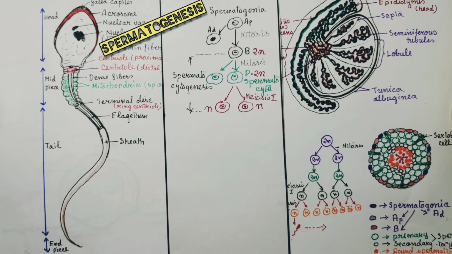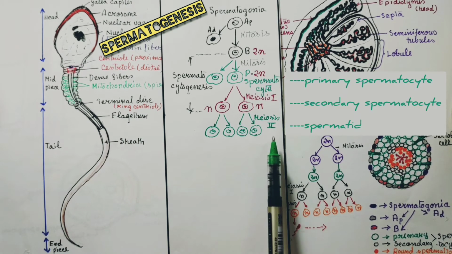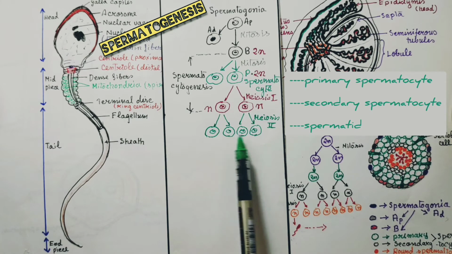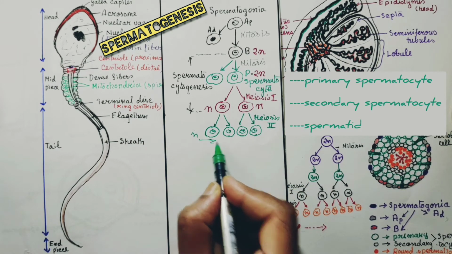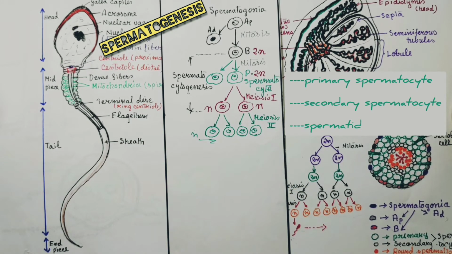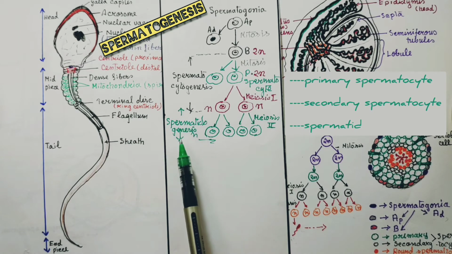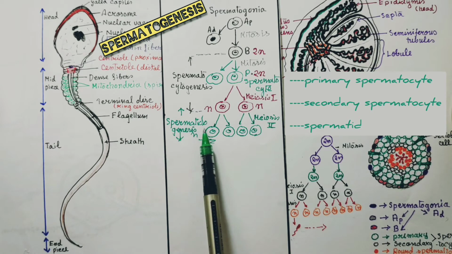The next step is the division of these secondary spermatocytes into spermatids. They divide again, that is meiosis 2. Meiosis 2 is just like mitosis, so all will be N. I should write all N. This whole conversion process is known as spermatidogenesis.